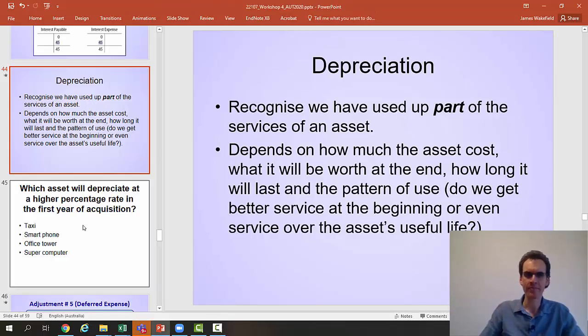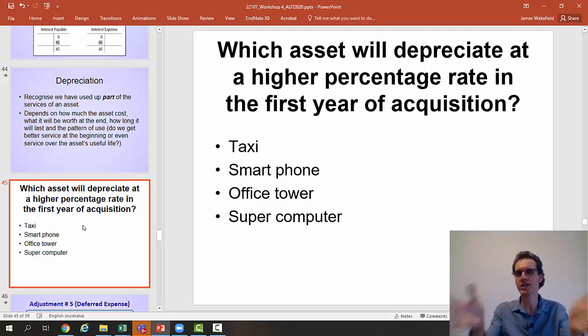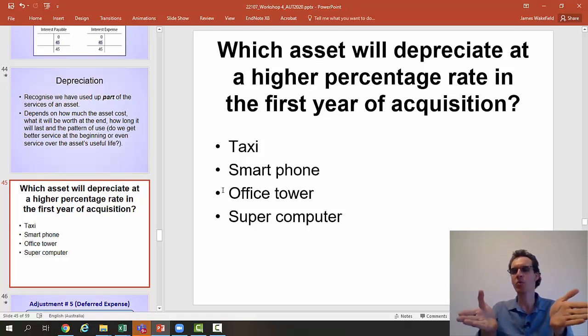So let me ask you a question right now. My question to you is, which asset will depreciate at a higher percentage rate in the first year of acquisition? Now, in order to answer this question, some of you would have thought about how long this asset will be useful for, which is ultimately answering the question as to what its useful life is and therefore what period of time we depreciate it over.